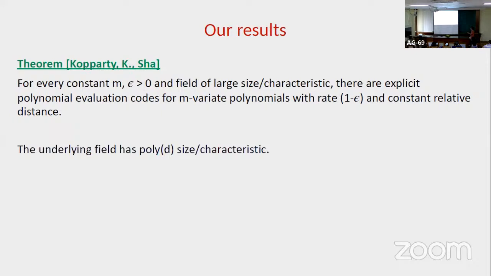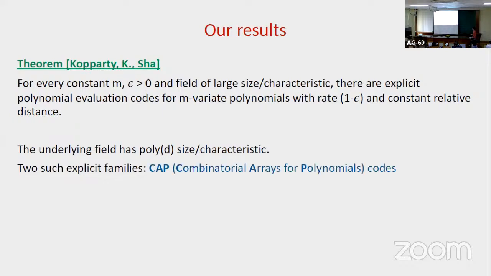Yeah, so there are two constructions. One of them will require the field size to be large, the other will require the characteristic also to be large. I will tell you what the constructions are, but I won't prove things about them. So there are two explicit families, and we have names for them. The first one I'm going to call cap codes. These are combinatorial arrays of polynomials. When I show you the definition, you'll see why this is a reasonable name, or not an awesome name. And the other we are going to call gap codes.